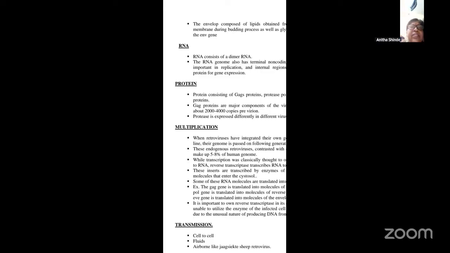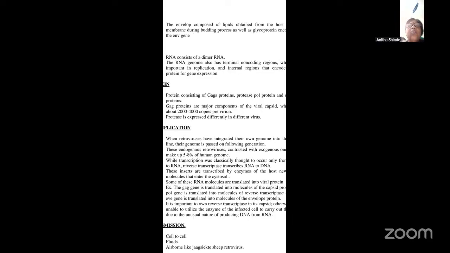Now, coming to RNA, it consists of a dimer RNA, and the RNA also has terminal non-coding regions. RNA, you all know, is important in replication, and it will help in gene expression. That means it will form the proteins which help in gene expression.